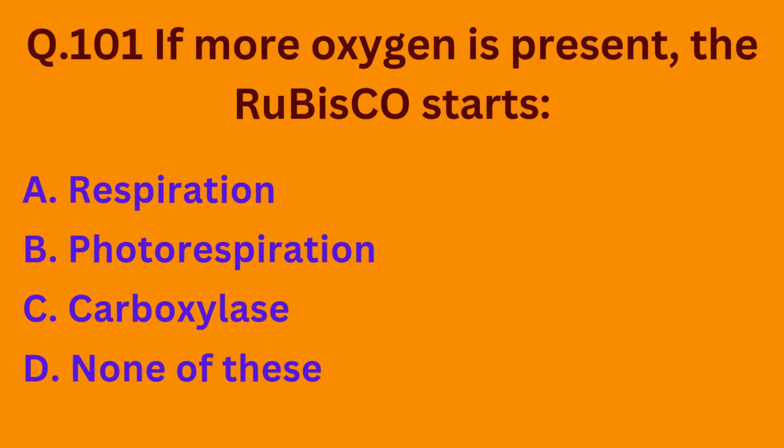Coming to question number 101. If more oxygen is present, the Rubisco starts option A respiration, option B photorespiration, option C carboxylase, and option D none of these. So the correct option is option B, photorespiration starts.